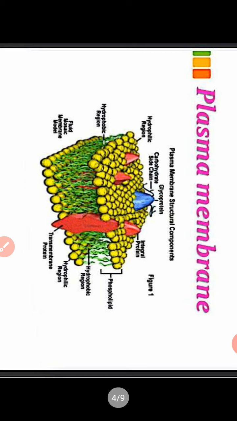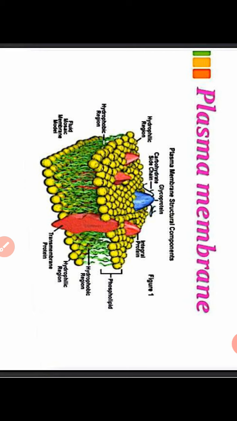This is how the cell membrane looks. The cell membrane components we have already seen: the yellow balls you can see here are phosphate material, inorganic phosphate, and the green tail-like structure is a lipid. So it is called phospholipid, and these phospholipids are in two layers, an upper layer and a lower layer. So this cell membrane is called the phospholipid bilayer.